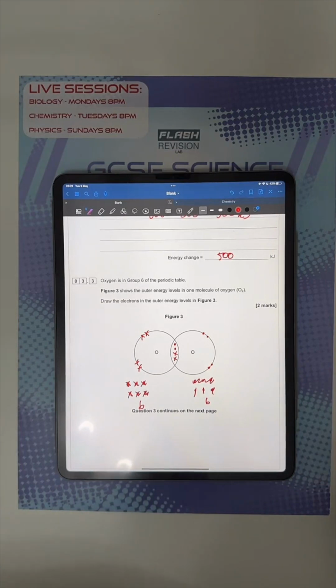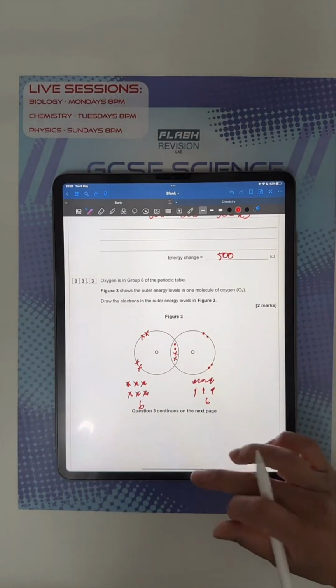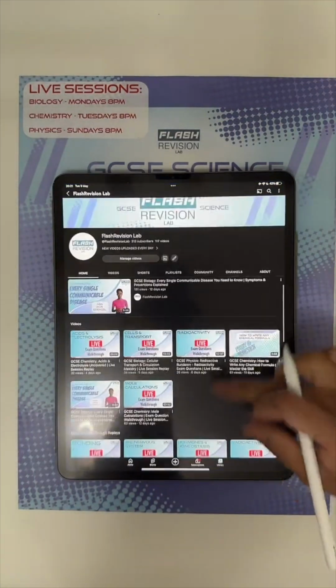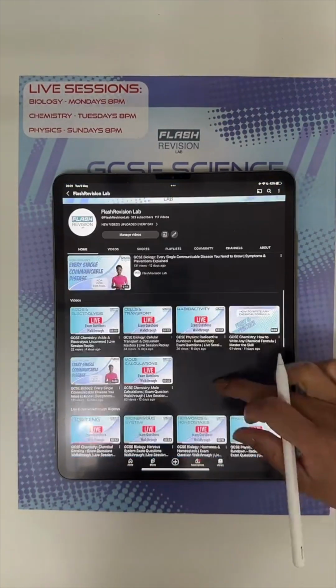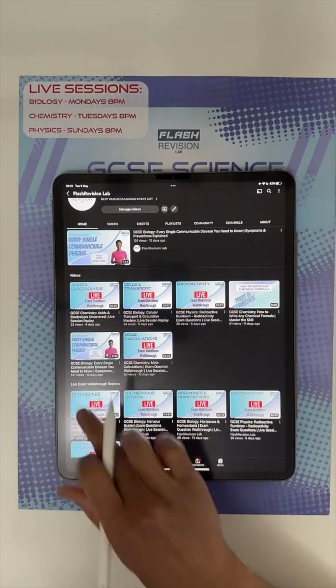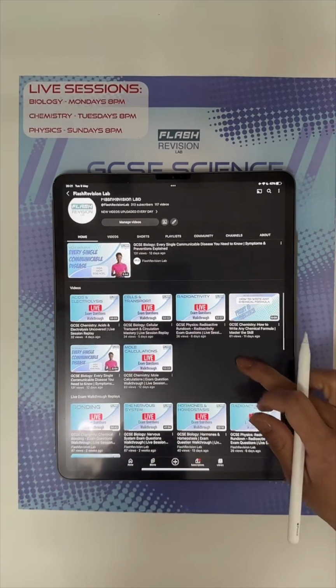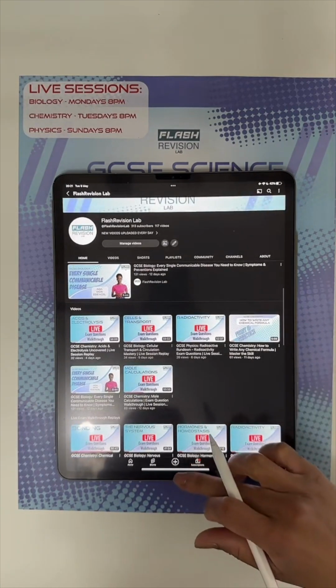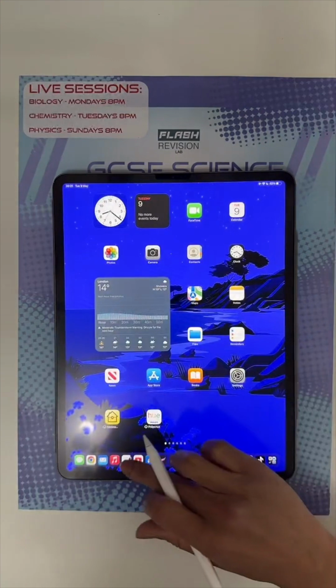Okay. I went quite fast because we've done this already, but if you do want to go onto the page, Flash Revision Lab on YouTube, we've got one here, bonding. So we went through all of this and I go through it much slower. So take a look at that if you want to practice covalent bonding structures.